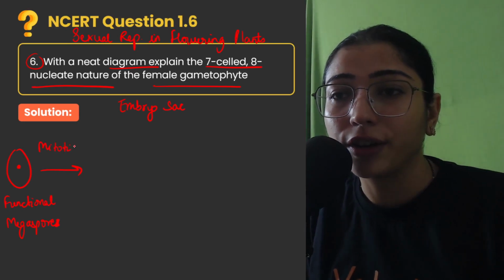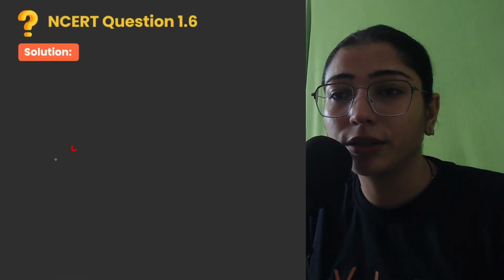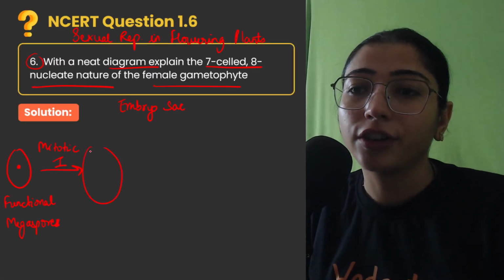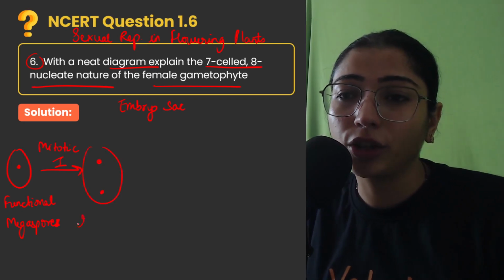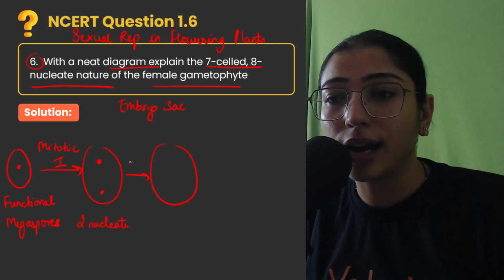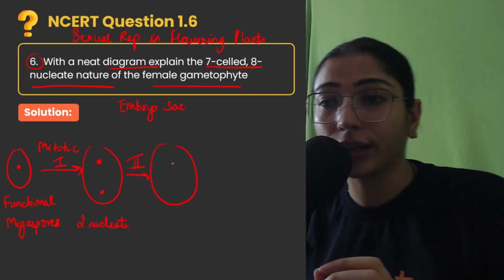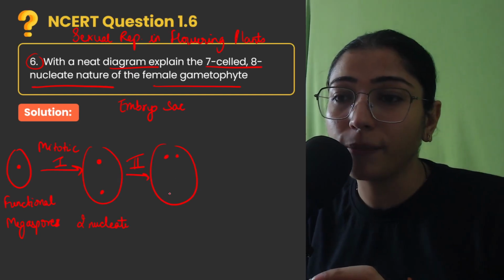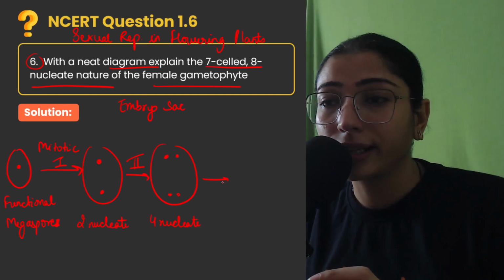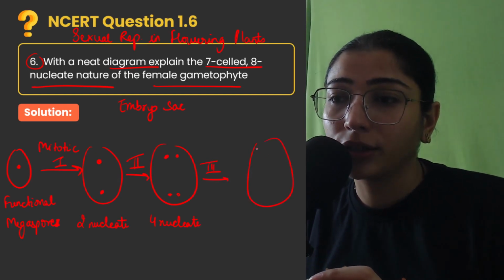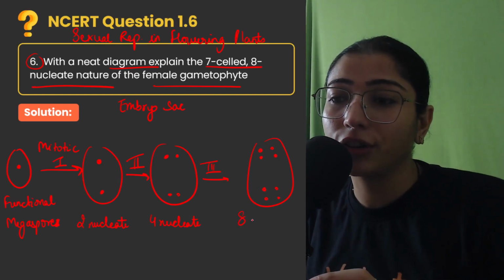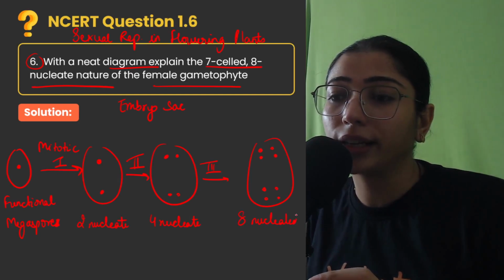So this is first mitotic division. First mitotic division, it will form a 2-nucleate embryo sac. That will another time undergo mitotic division, second mitotic division, and it will form 4-nucleate embryo sac. Lastly, it will form a structure having 8 nuclei. Another mitotic division resulting into a 8-nucleated embryo sac.